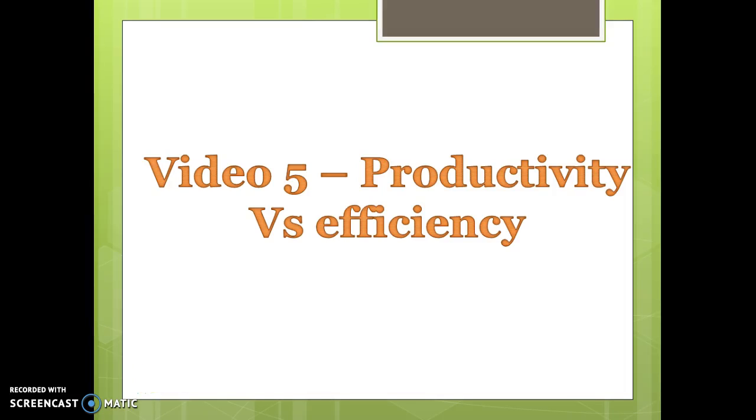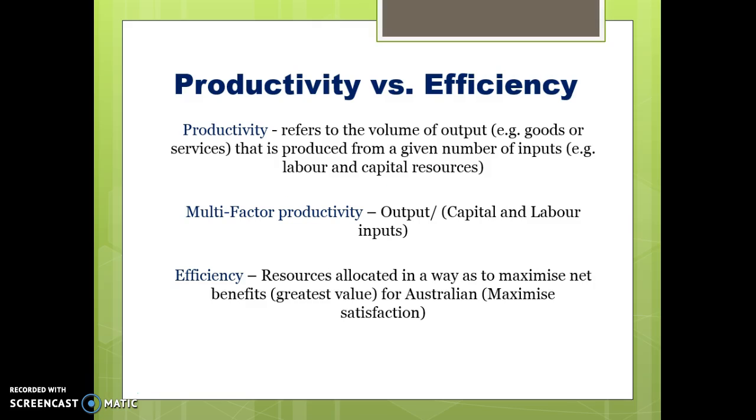In this video we're going to be looking at a recap of the difference between what's meant by productivity and efficiency, and essentially why the two of them are important in terms of our long-term living standards. So firstly, productivity, just as a recap, refers to the volume of output that is produced from any given number of inputs. So it's always looking at output per number of inputs, and that can be labour or capital resources.